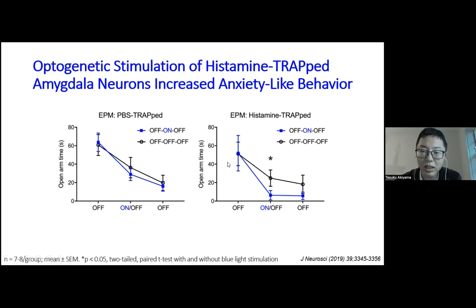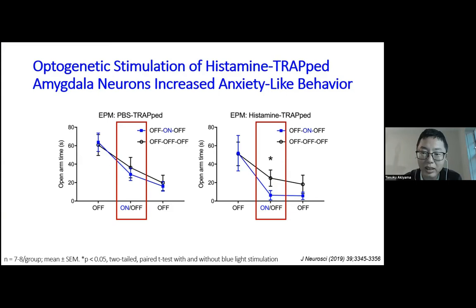When we delivered the blue light, in the first 3 minute period without light the number is very similar, but in the second 3 minute period, when we deliver the blue light, we now see almost zero time spent in the open arm. There's a significant difference between the light off versus light on condition. From this result, we conclude that by activating the histamine responsive amygdala neurons, we can increase anxiety-like behavior.